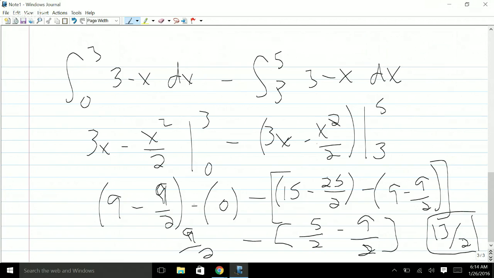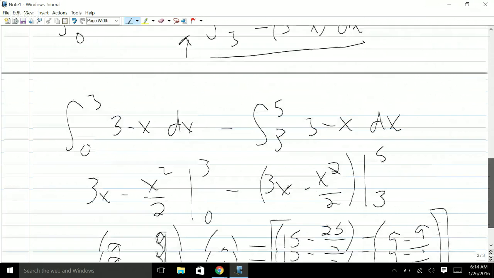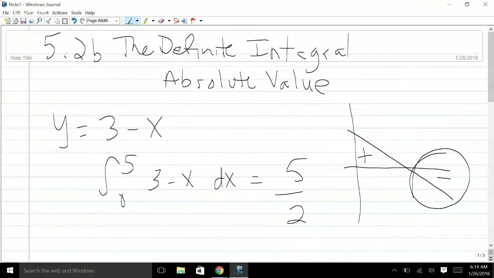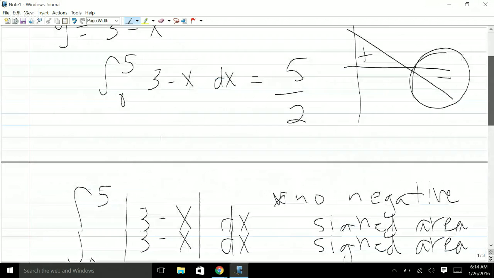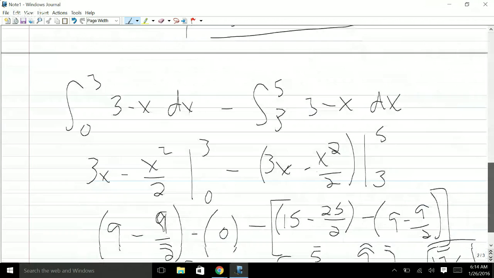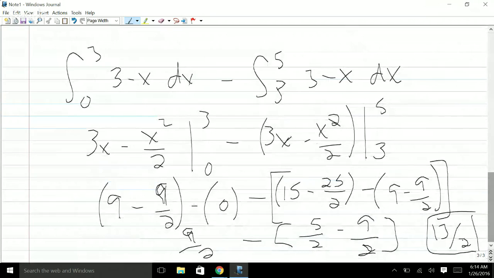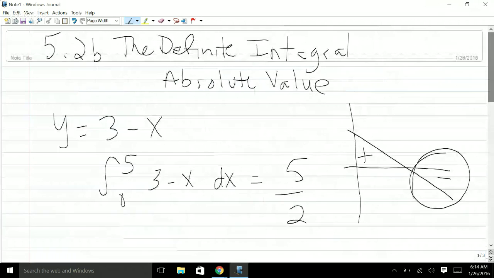Okay, the previous answer, 5 over 2. Notice the area here. And here's what's really neat. You got this area, which is 9 over 2, and this area is 5 over 2. Okay, if we subtract them, we get, sorry, wrong.